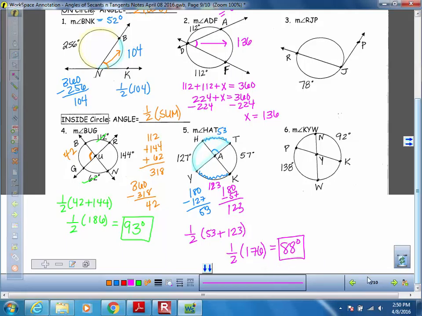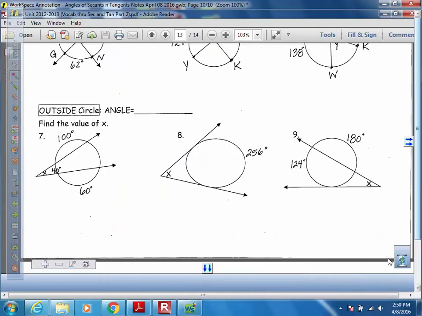Okay, and I do want to show you the outside circles, or when the vertex lies outside the circle, because that's the one that most people make the mistake on. And so the formula for if a vertex is outside the circle is 1/2 times the difference of the arcs. So again, you want to look at how many pieces the circle is going to be cut into here. So we're looking for this angle. I need this arc measure, which is 40, and I also need this arc measure.